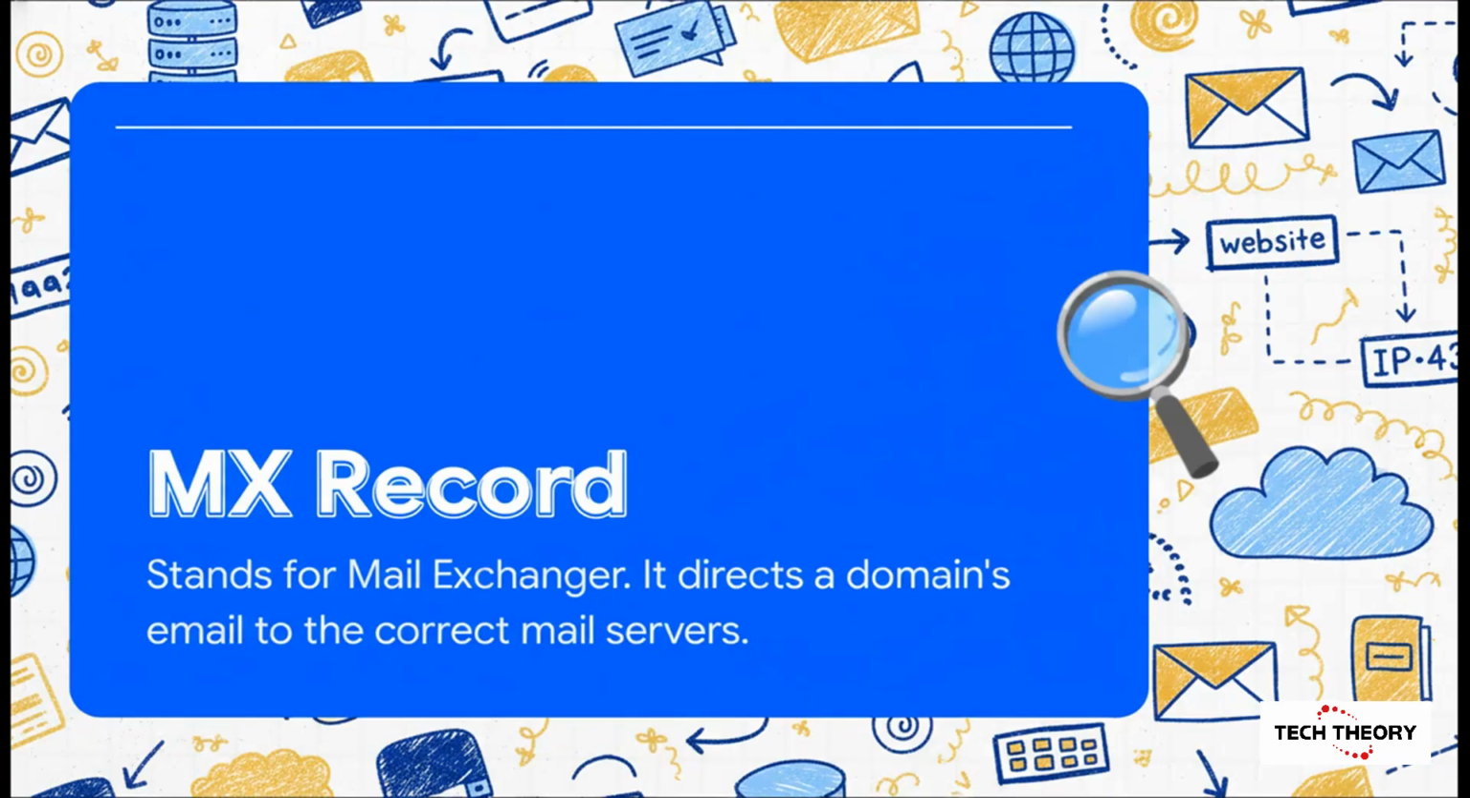But you know, the phone book has different sections for different things. An MX record, which stands for Mail Exchanger, makes sure your emails actually land in the right inbox. It tells the internet, hey, any mail for example.com, don't send it to their website server, send it over here to this completely different server that handles mail. Without it, your emails would literally get lost.